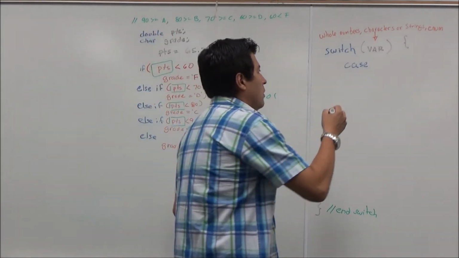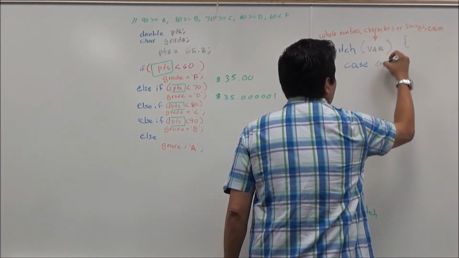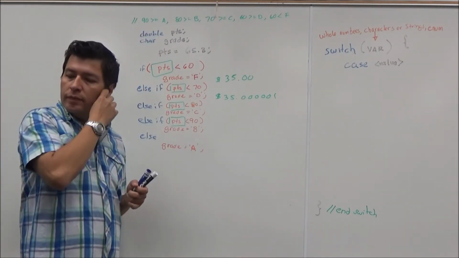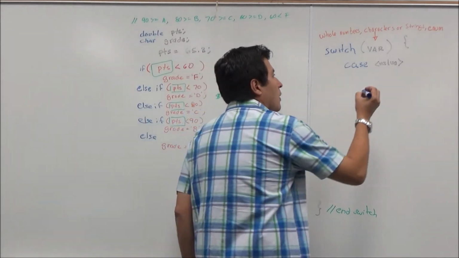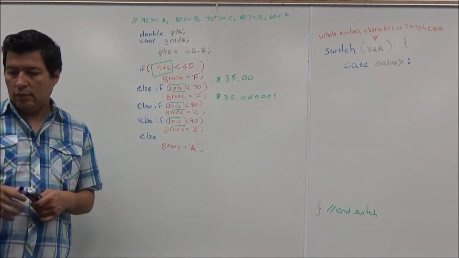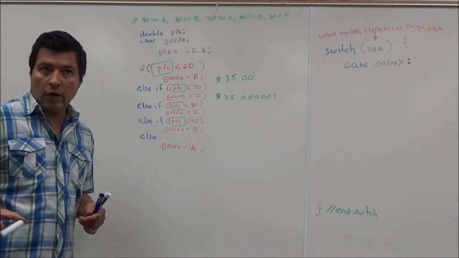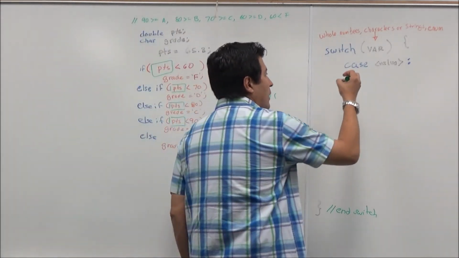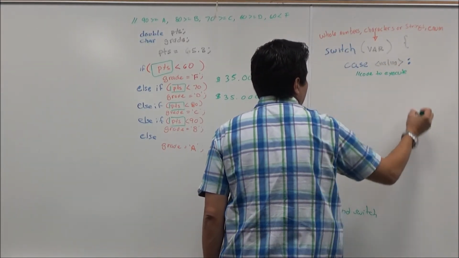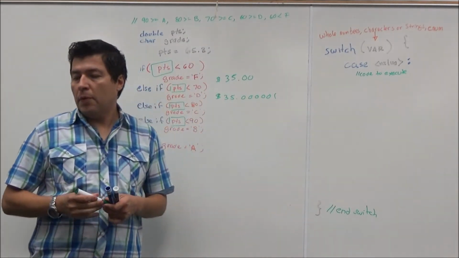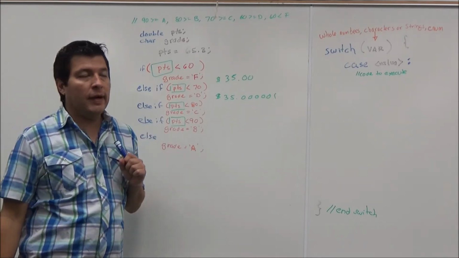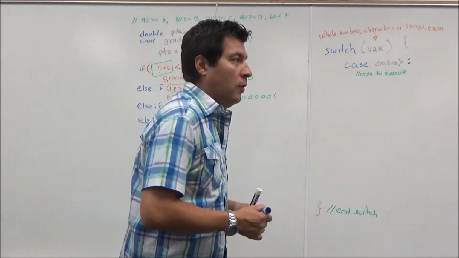And I'll use a value here. And I'm going to use a colon. And after that, I could have multiple cases. I'm going to add code to execute. I will have a bunch of code. But when I'm done with that particular value, I gotta tell Java, okay, I'm done with this segment of code.